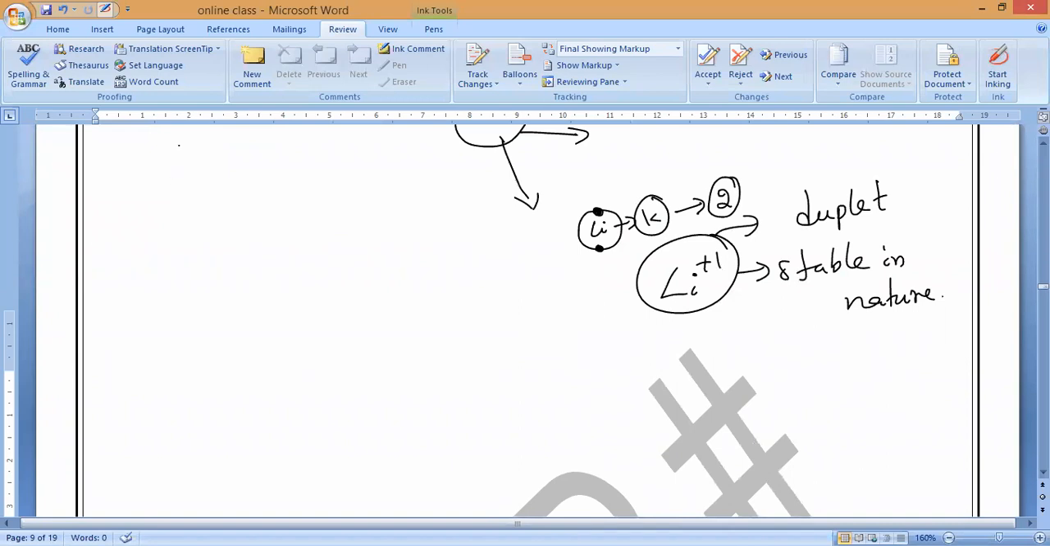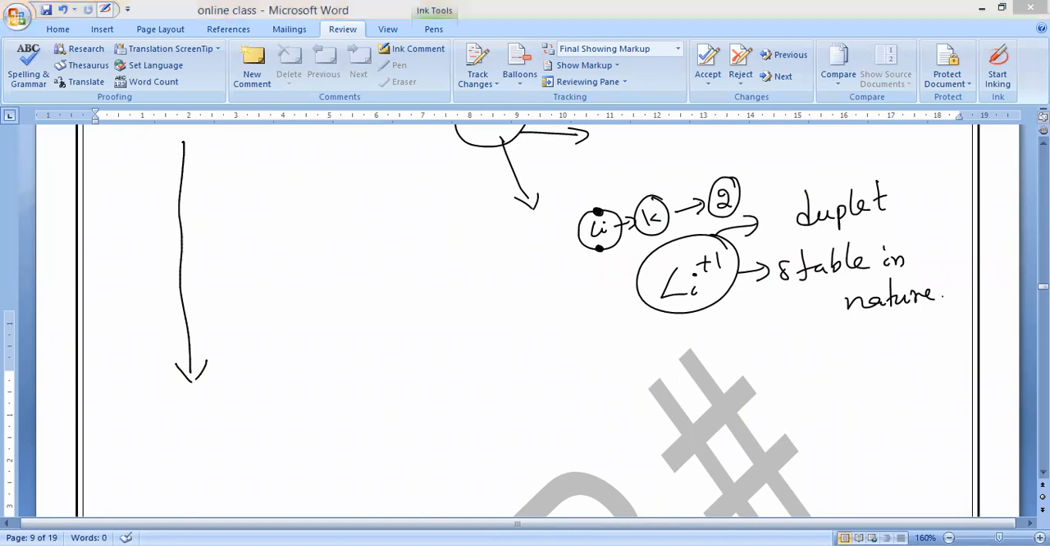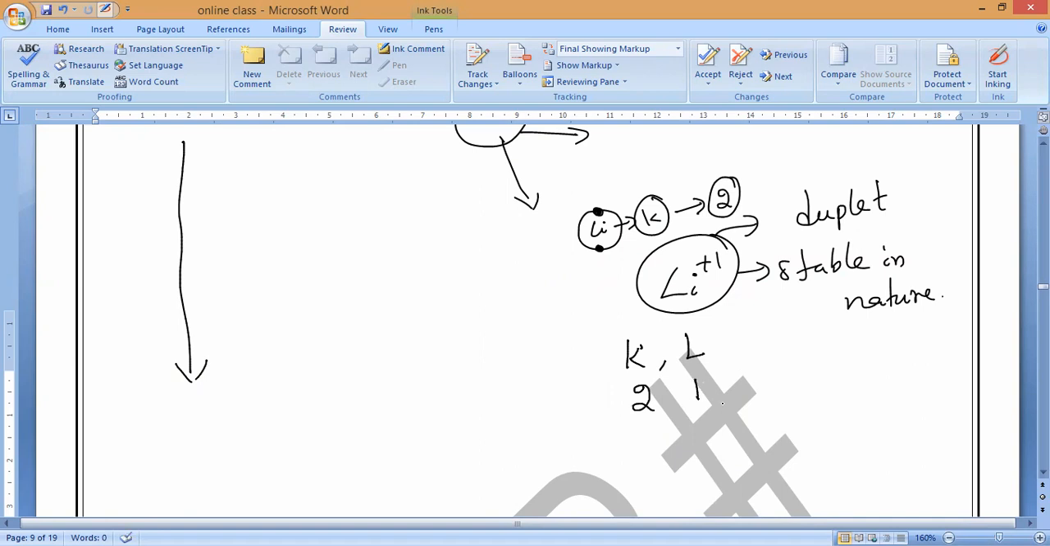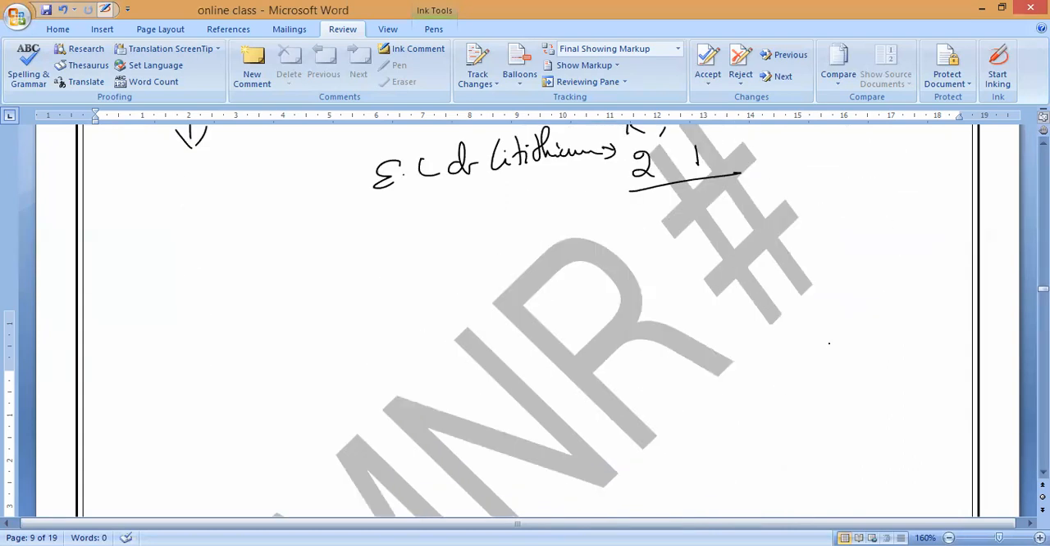Like that, if you keep on studying the textbook they have given, this is called electronic configuration. Electronic configuration means electron distribution. So what is the lithium electronic configuration? The K shell is 2 and the L shell is 1. So the electronic configuration of lithium, the electron distribution, is 2, 1. Is it okay, guys? Everybody, please respond.